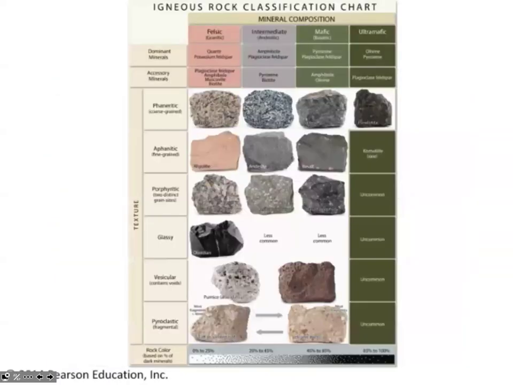It turns out there's a really nice chart in your textbook that explains the difference between the different igneous rocks. This chart is organized according to mineral composition on the horizontal axis and texture on the vertical axis. So basically what this boils down to is if you know the composition and the texture of your igneous rock, you can give it a name.